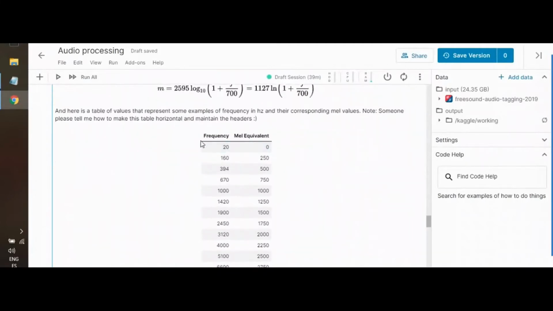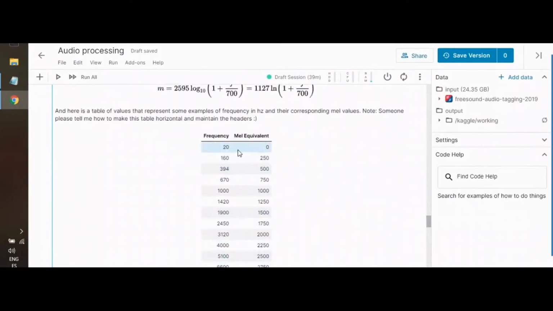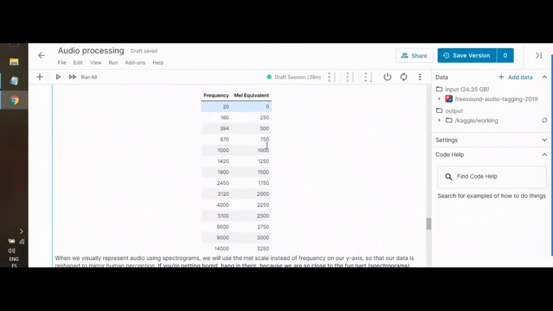So for instance, if you remember, we can perceive from 20 Hertz up to 20,000 Hertz. So a 20 Hertz feature will be a zero of the Mel equivalent. So we can take this into account if we want to do a deep learning classification, because we want to be able to classify sounds as a human perceives them. So there is a more useful representation of sound called spectrograms, where we are going to be able to see the frequency instead of the amplitude of the signal.